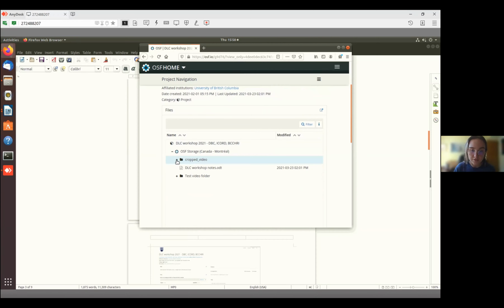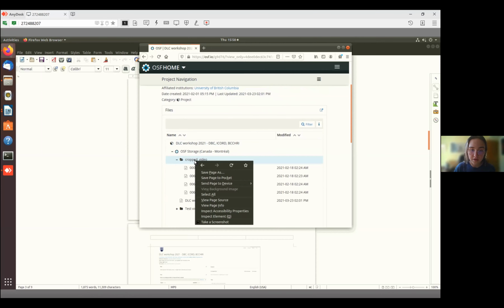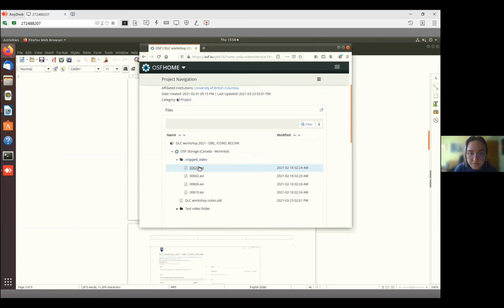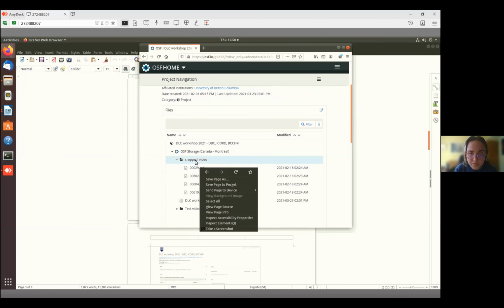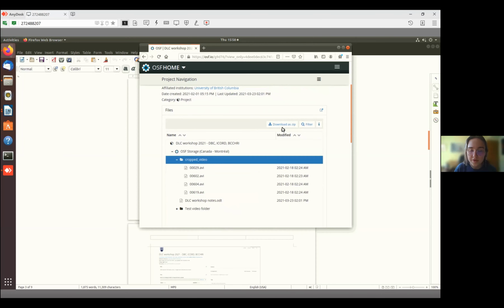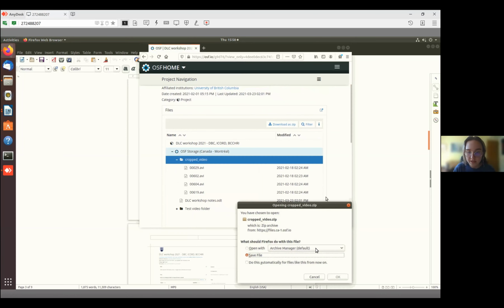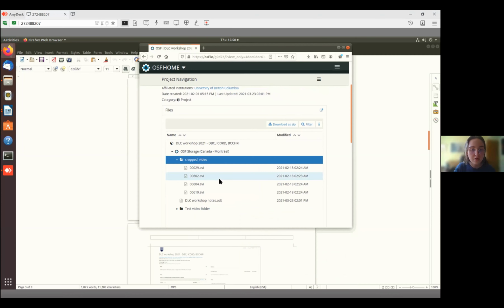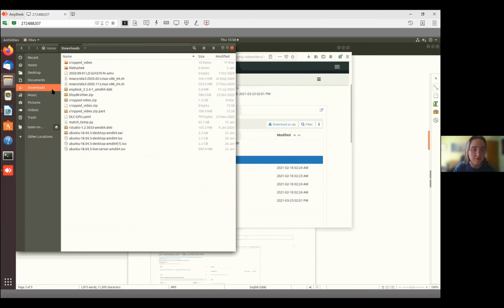I'm going to take this folder. Where is it? Oh, there we go. Download as zip. Once that's downloading, it's going to download into a zip file. It's going to be in our downloads.